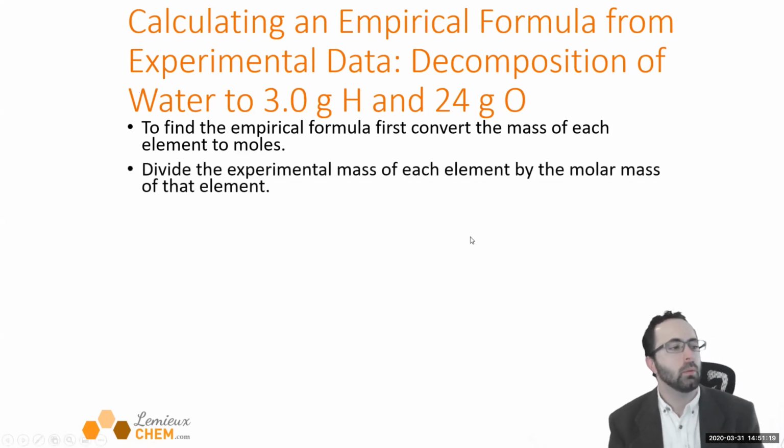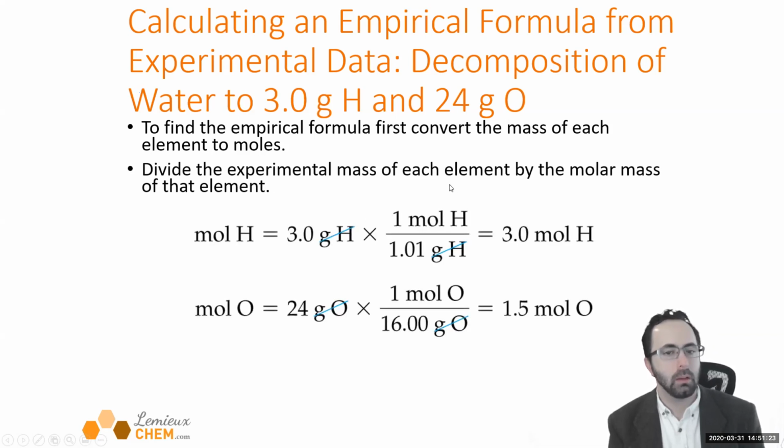So we're going to divide the experimental mass of each element, the 3 grams for hydrogen, by its molar mass. If we look at the periodic table, 1 mole of hydrogen is equal to 1.01 grams of hydrogen atoms. So we put the 1.01 grams of hydrogen atoms on the bottom so that the grams will cancel, and then we end up with moles of hydrogen atoms. So this gives us 3.0 moles of hydrogen atoms.